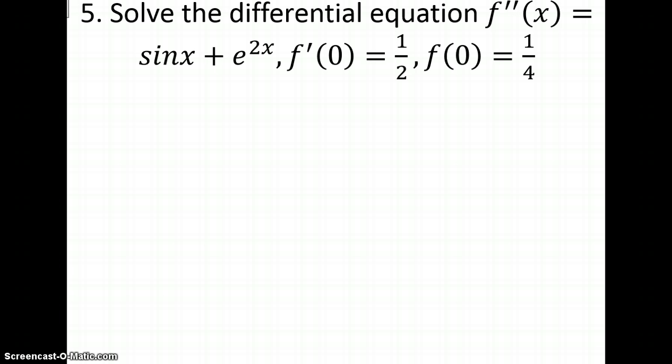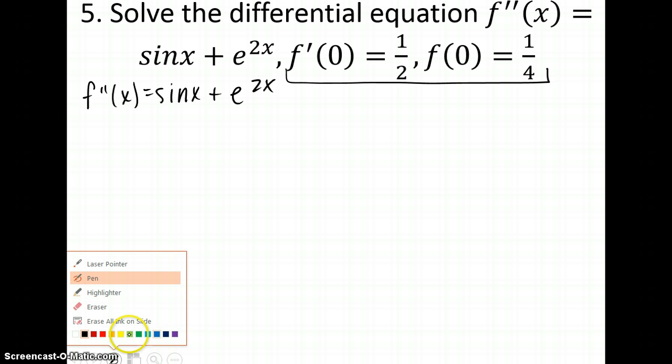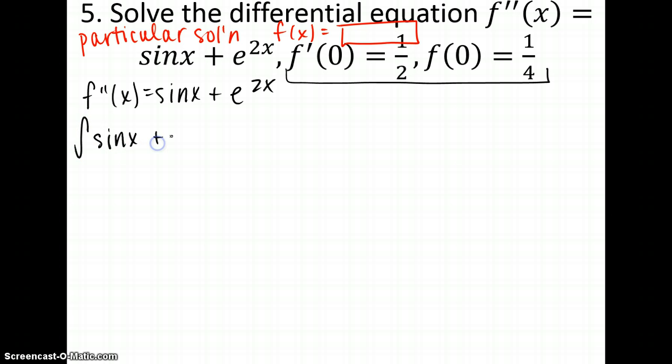Alright, solve the differential equation. So we're given the second derivative as sine of x plus e to the 2x, and then we're given these two conditions. So solve the differential. This would be the particular solution. So we're looking for f of x to equal some function. So where do we start? Let's find the antiderivative of the second derivative. Antiderivative of sine of x is negative cosine x.